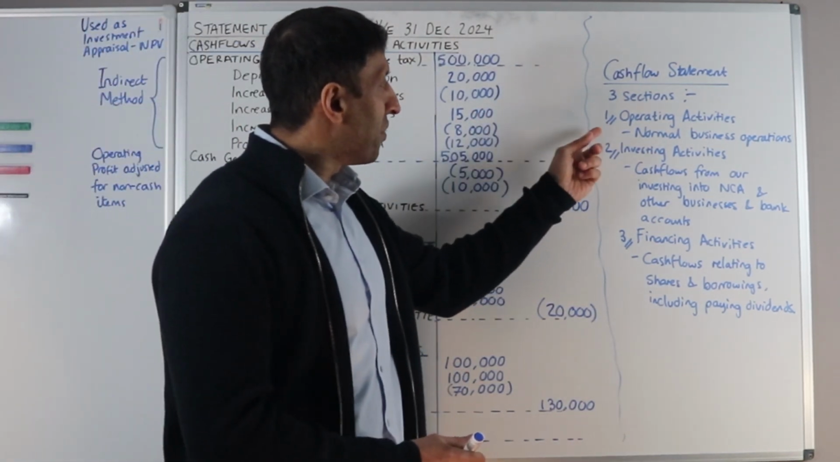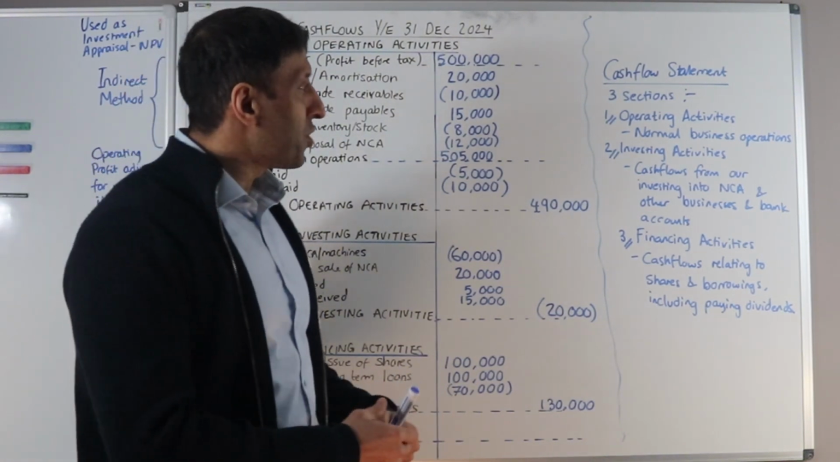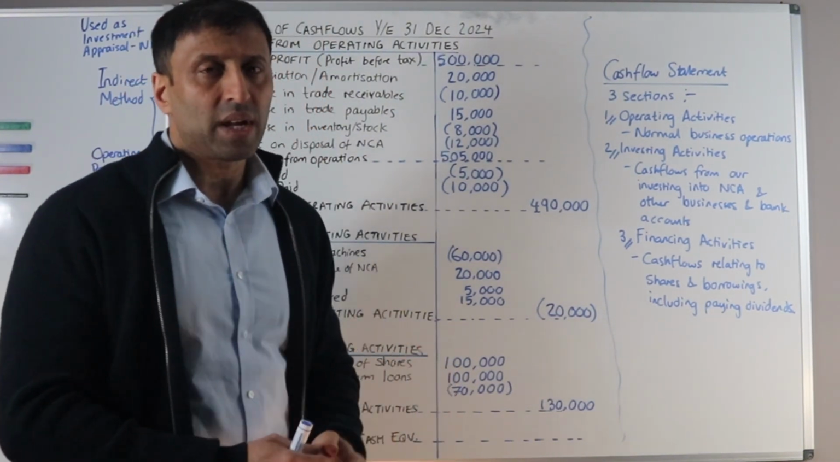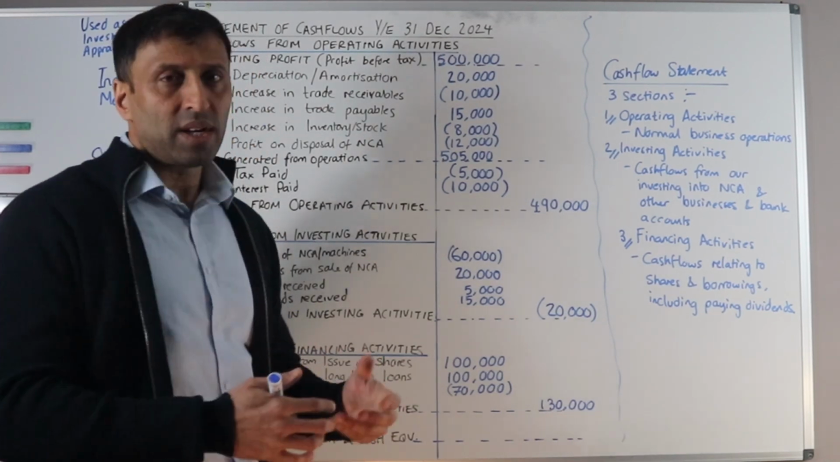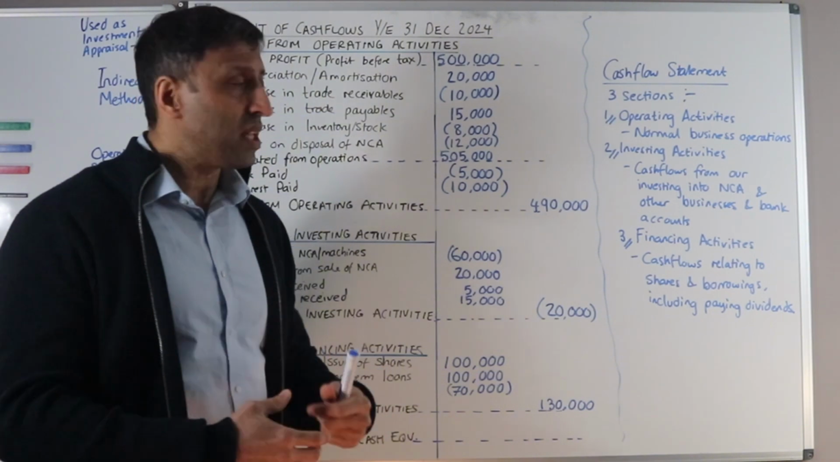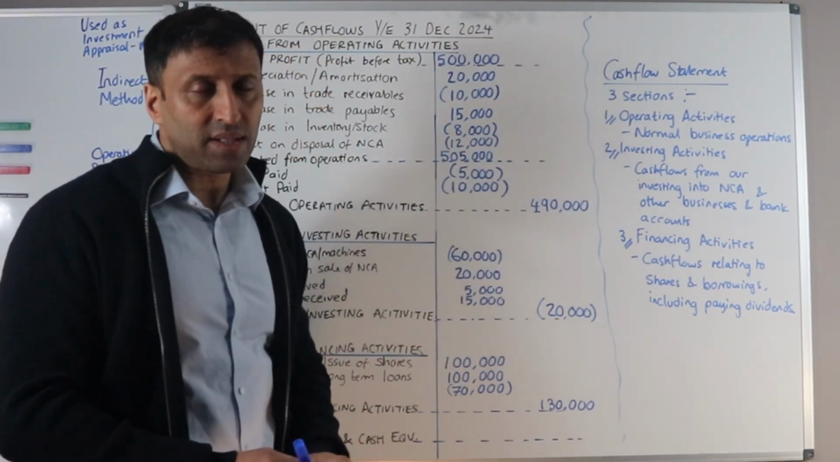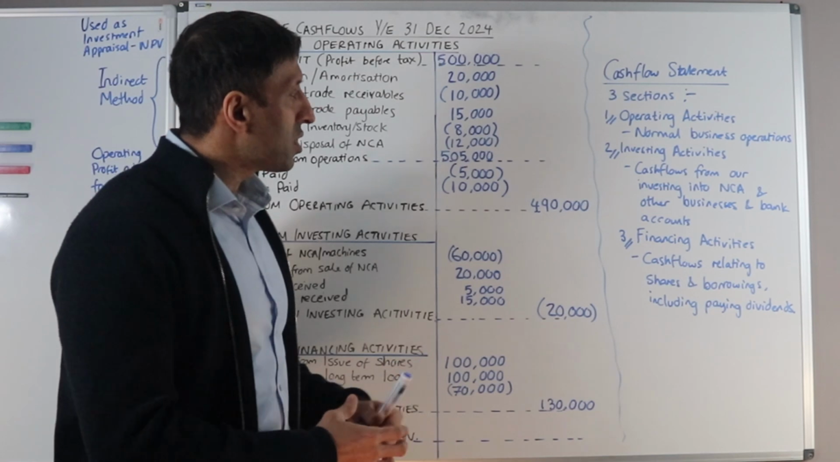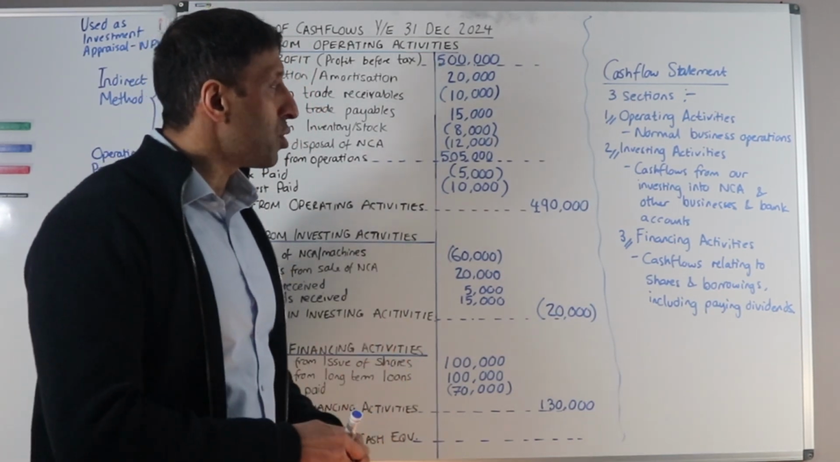Section 1 covers the operating activities for a business. These are normal business operations that happen every week, every month, and day in, day out, such as buying stock, selling stock, and the processes within that. Number 2, the second section, is investing activities. This shows us the cash flows from what the business is investing into.